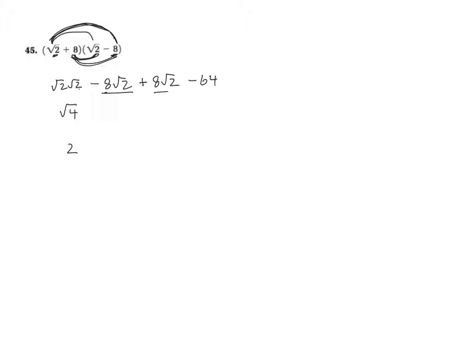The next two cancel out because I'm down 8 and then I gain 8 root 2's, so those two would cancel out. So I've got root 4 minus 64, and so 2 minus 64, and when I subtract those two, I'll get a negative 62. Okay, hopefully that helps with that one.